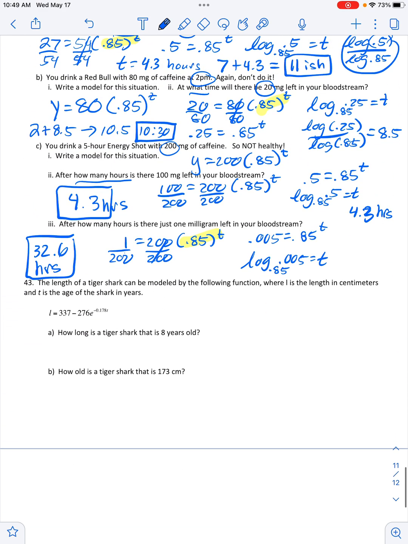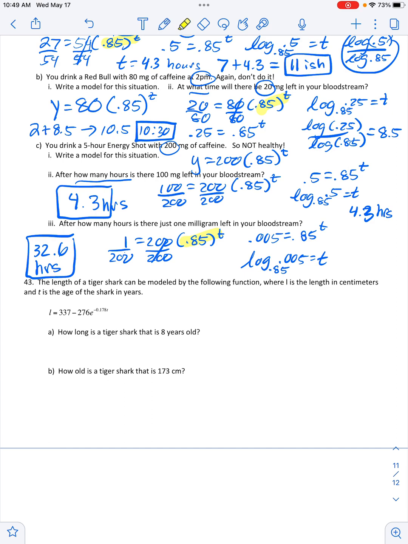Okay, grand finale. The length of a tiger shark can blah, blah, blah. So they're giving you the formula. L is length, t is age in years. So how long is the tiger shark at 8 years? So they're giving you the time. So the length will be 337 minus 276 e to the negative 0.178 times 8. This is a 100% calculator problem. And so you would just multiply it into your calculator. And I got 270.6 centimeters.